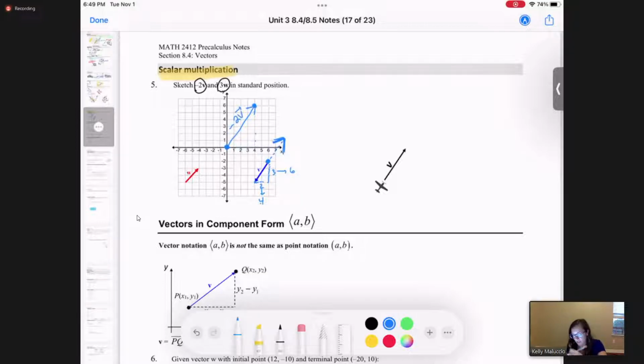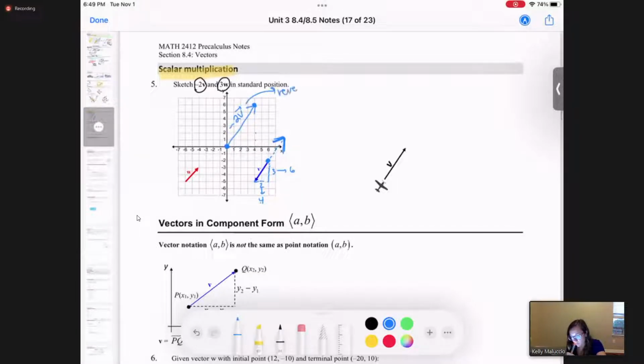So what happened here, like what did we do? We reversed the direction of v, and we doubled in length.